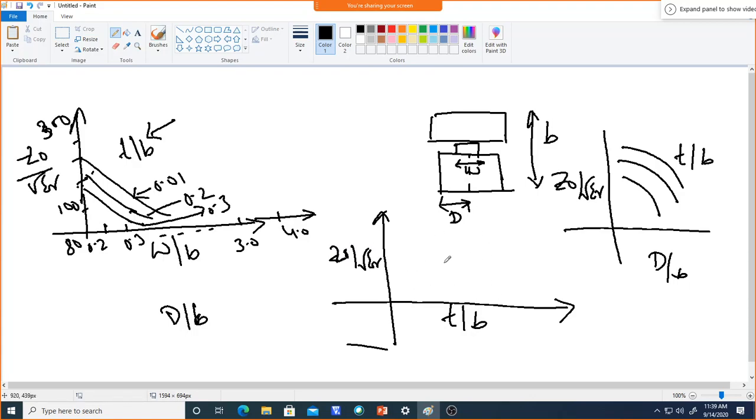So this also some curves will come similar like this only, for a particular w by b. Here this is for particular w by b values. Like this, the impedance variations you can see will be available. I cannot draw all the curves here, so these are some of the impedance variations with respect to the ratios, that is w by b, t by b and d by b.